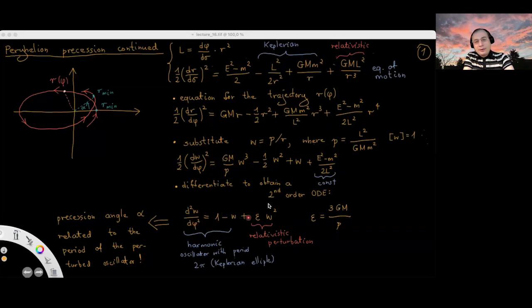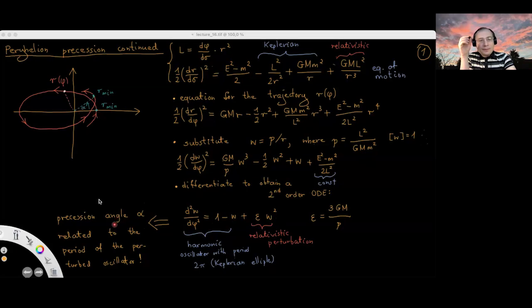So without the perturbative term, the solution we get is basically a periodic function, a combination of constant and cosine or sine. And if we add a small perturbation, we'll lose this beautiful form, but the periodicity should still be valid. The result should still be periodic. However, the period will in general change, but it is exactly this period which encodes the effect we are after.